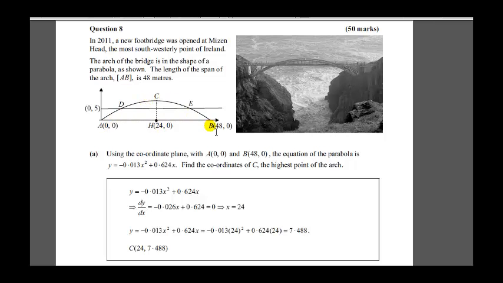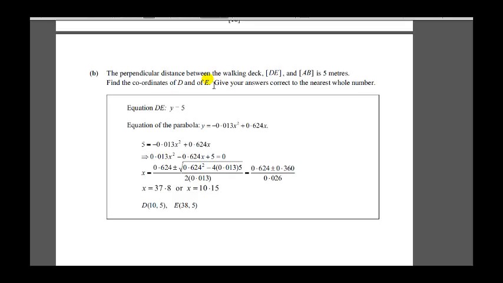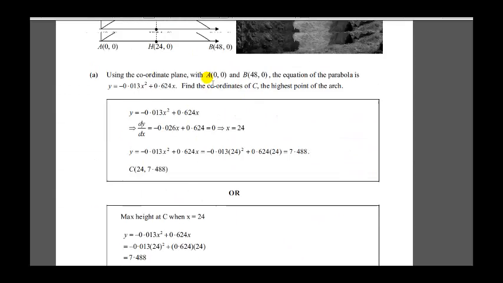To get the y coordinate, of course, we plug that value of x, which is 24, into the equation of the curve. So we want to get this point on the curve. So we plug 24 in for x to get 7.488. The perpendicular distance between the walking deck DE and AB is 5 meters. So we want the coordinates of D and E.